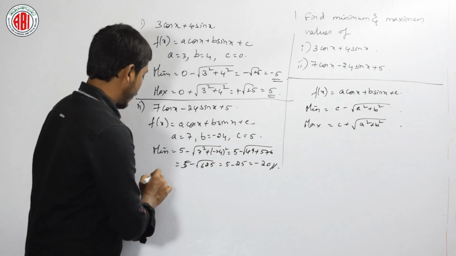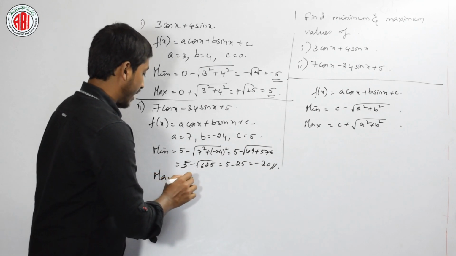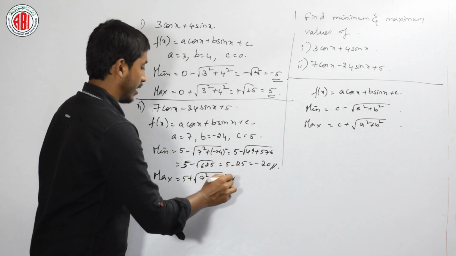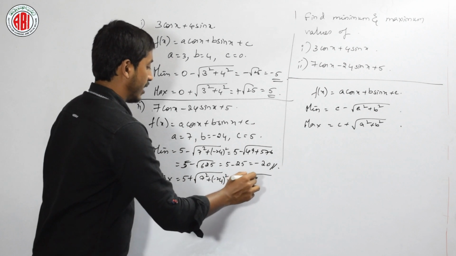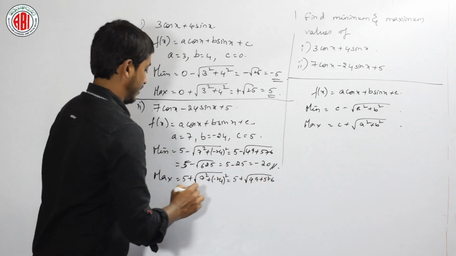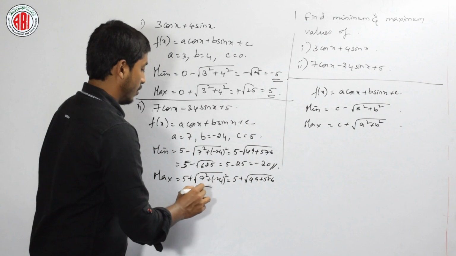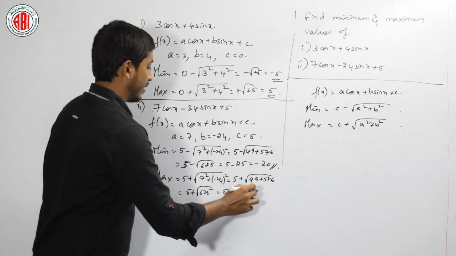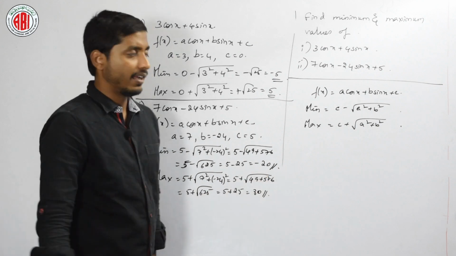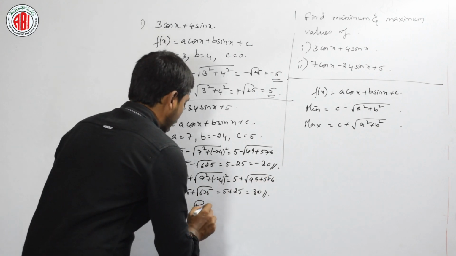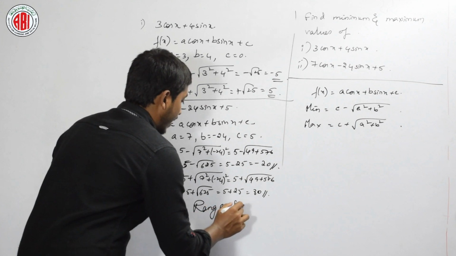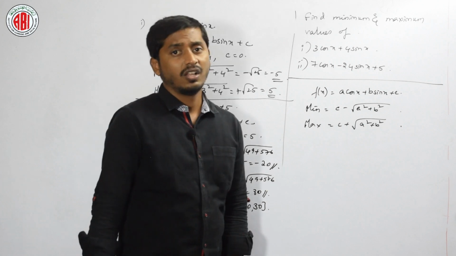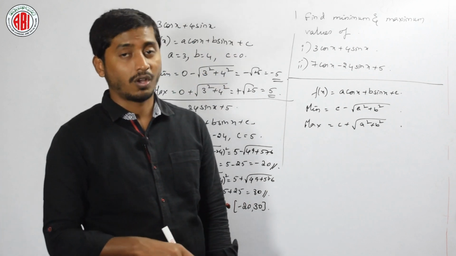Okay. Now see here, what is the value of maximum? 5 plus under root of 7 square plus minus 24 whole square. 5 plus 49 plus 576, that is 5 plus root 625, that is equal to 5 plus 25, that is nothing but 30. Is it clear? You can even write the range as minus 20 to 30. Is it clear? Hope everything is okay for you.